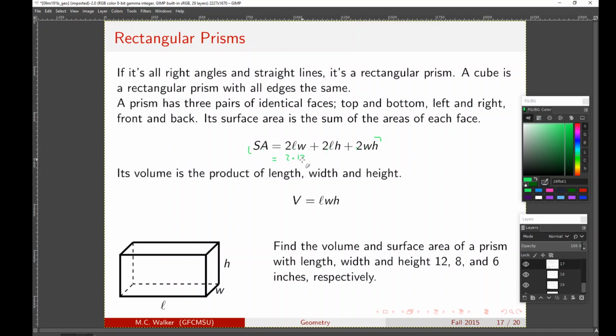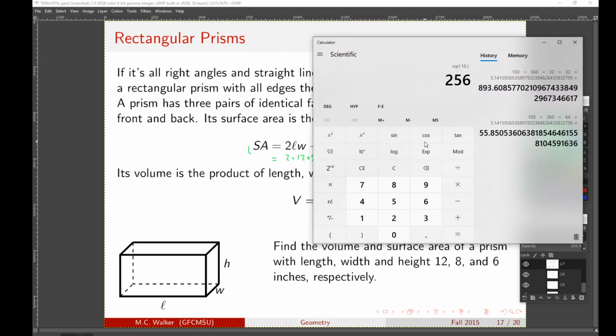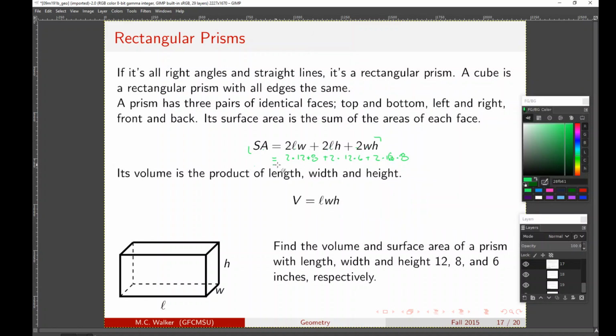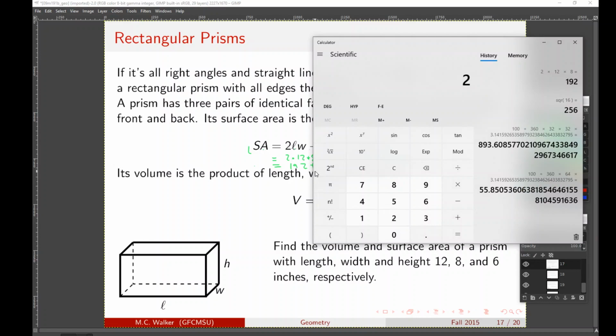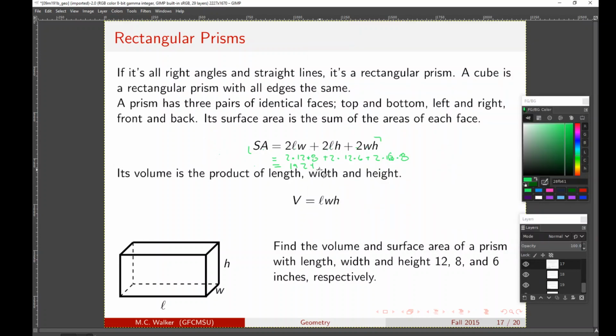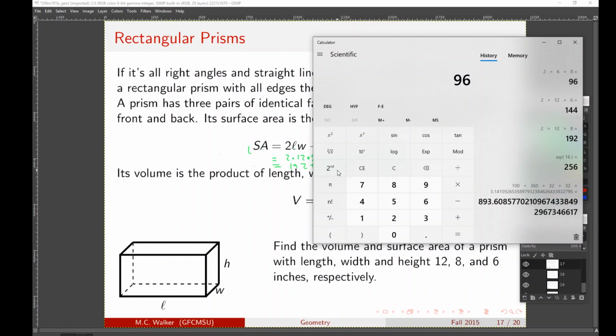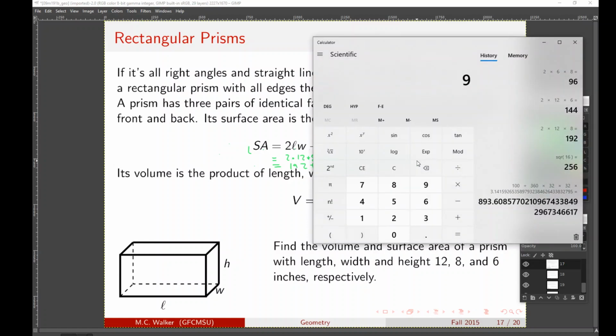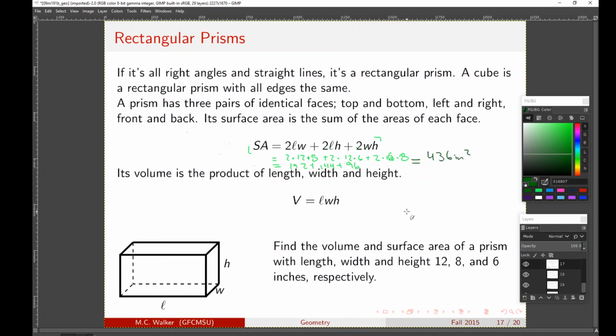So this is going to be 2 times 12 times 8 plus 2 times 12 times 6 plus 2 times 6 times 8. We could maybe use a calculator here. So it's 192. 144. Oh yeah, 2 times 12. 2 times 6 times 8. 96. And all this adds up to get our total surface area of 96 plus 144 plus 192, 432 inches squared.